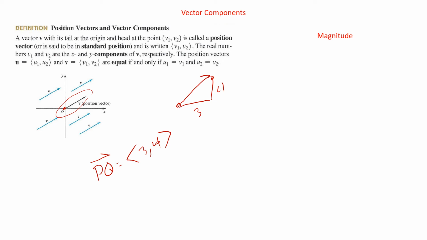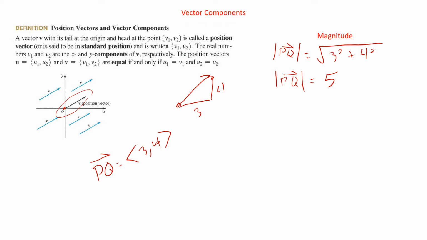The notation for magnitude is going to look like absolute value, kind of like with matrices. So we have PQ, that's just going to equal the square root of 3 squared plus 4 squared, which we shouldn't need to do the math on that one. We should know that that will equal 5. So the magnitude is 5.